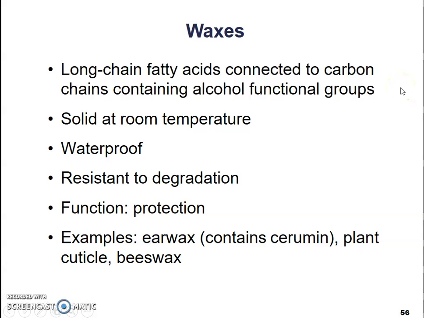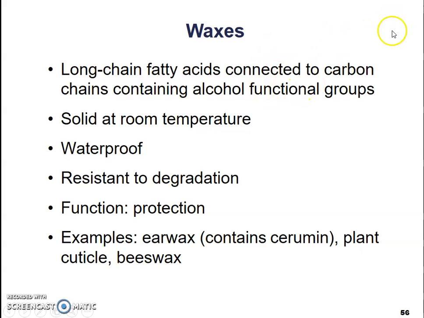Waxes. Waxes are long chains of fatty acids connected to carbon chains containing alcohol functional groups. They are solid at room temperature. They are waterproof, meaning that they don't mix with water. They are resistant to degradation. They don't break down very easily. They function in protecting. They protect plants from water loss. In humans, we produce earwax to help protect our ear canal from things getting in there that shouldn't be there.